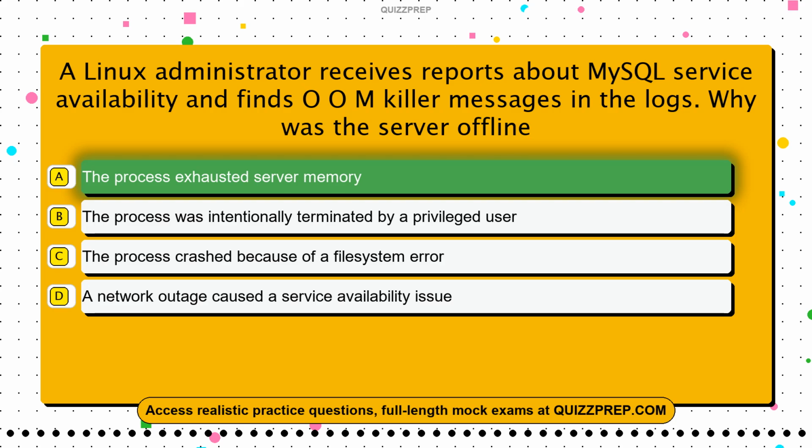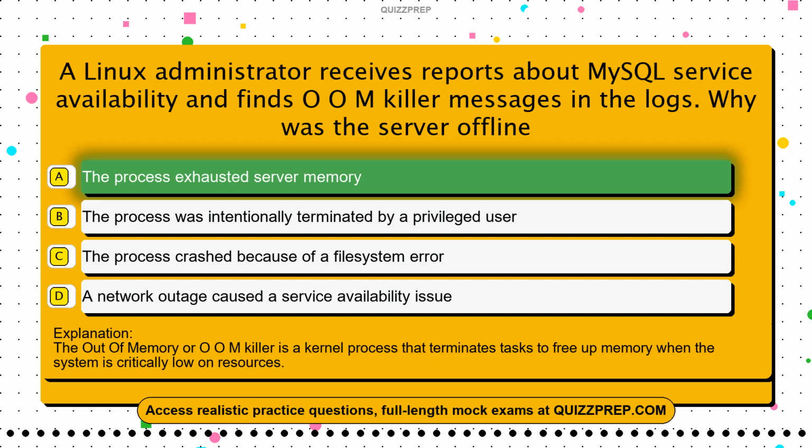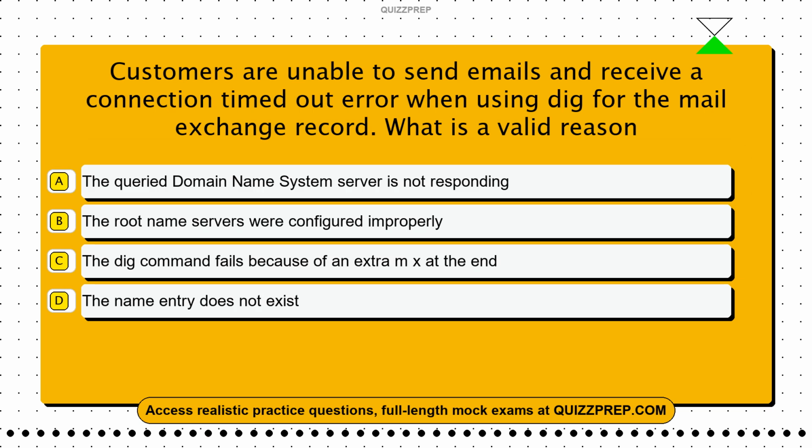The correct answer is option A. The process exhausted server memory. The out-of-memory or OOM killer is a kernel process that terminates tasks to free up memory when the system is critically low on resources.